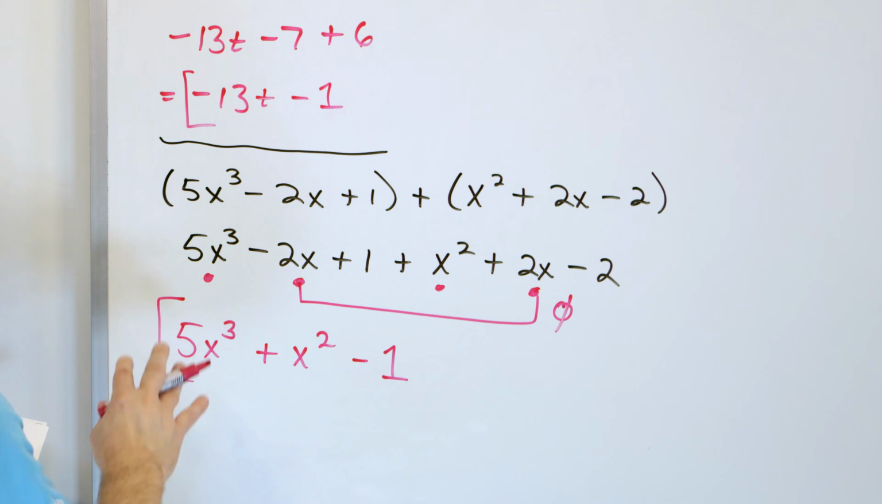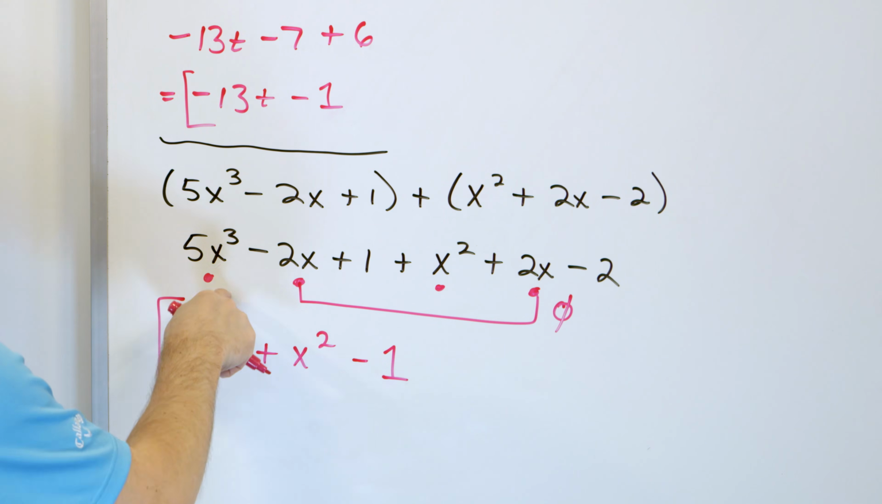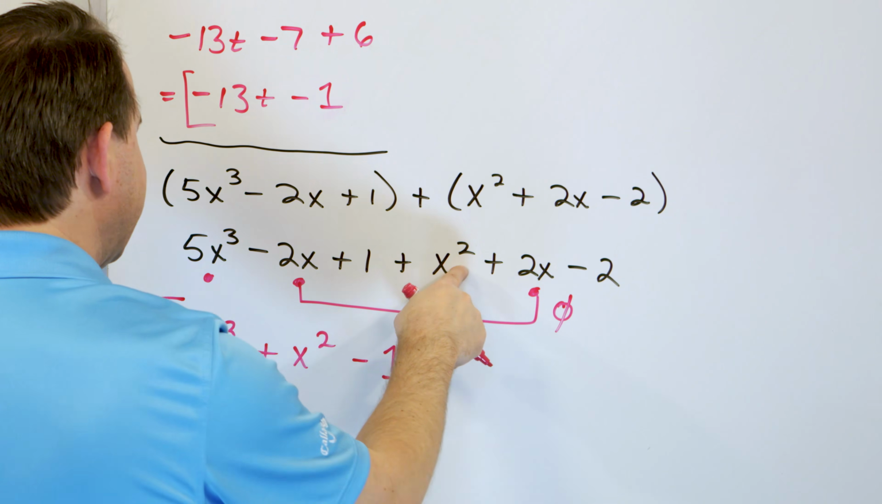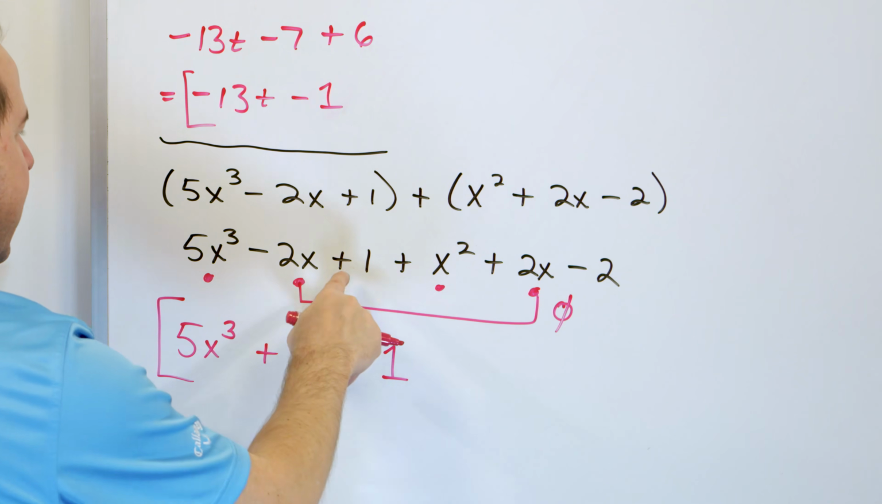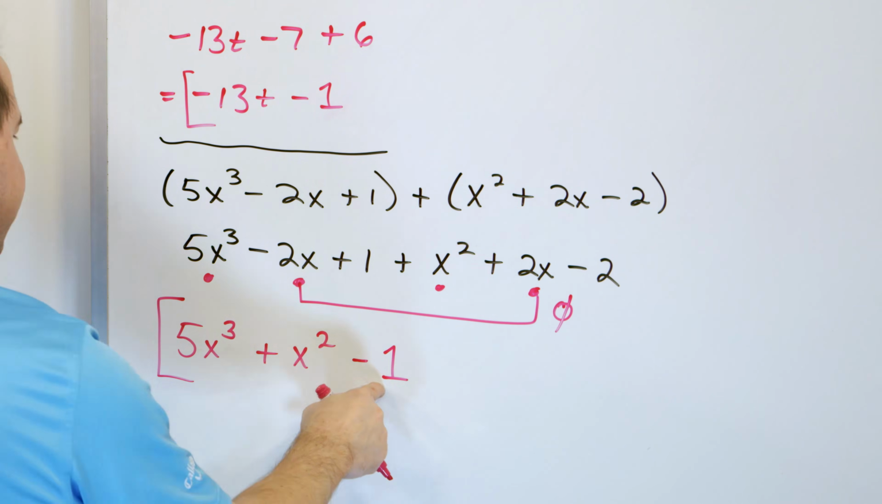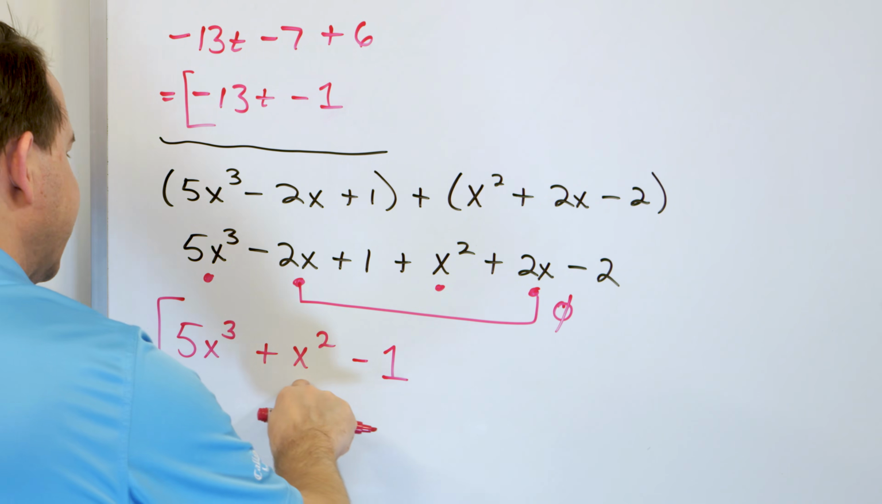That's the final answer. So we drop the parentheses. We can't add anything to this, so it comes down. We can't add anything to this, so it comes down. We try to add these, but it gives us 0, so it drops away. And then 1 minus 2 gives us the negative 1. And this is in decreasing powers of x.